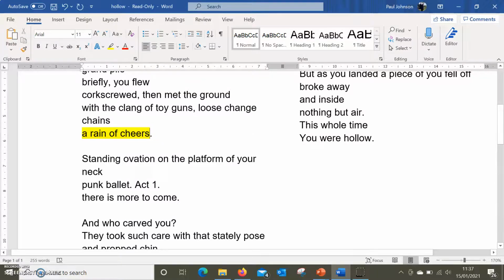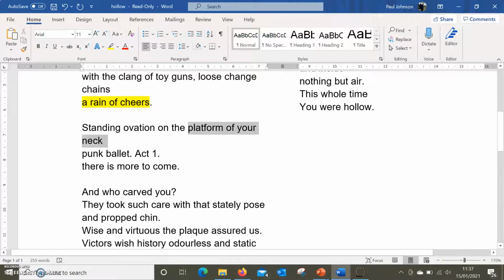Standing ovation on the platform of your neck. Now that's a key bit as well, because that links to the George Floyd murder when the policeman knelt on his neck. So actually the platform is something you need to stand on, so that's quite a good line for imagery. Punk ballet, Act 1, there is more to come.